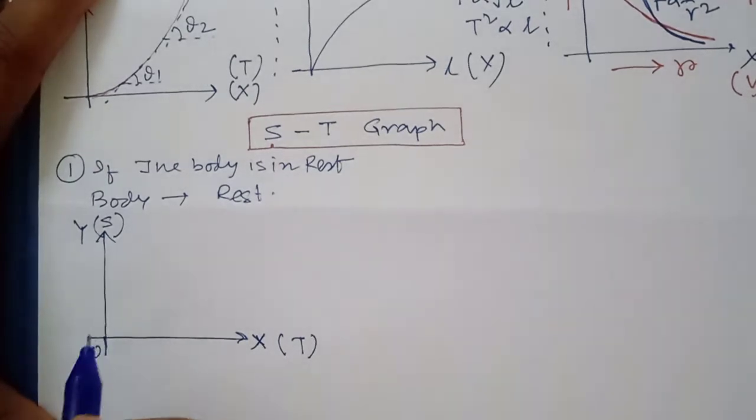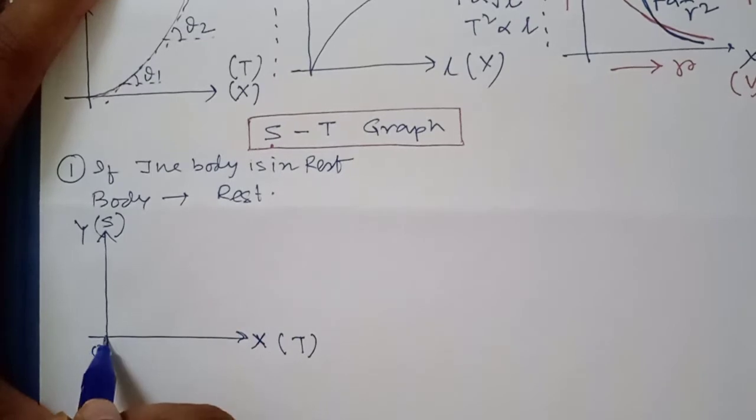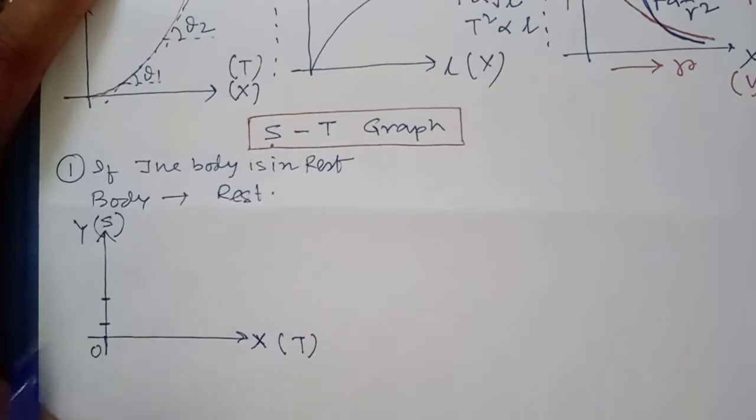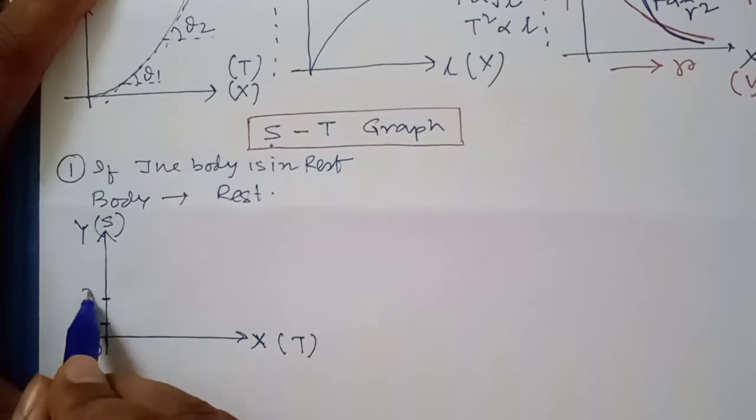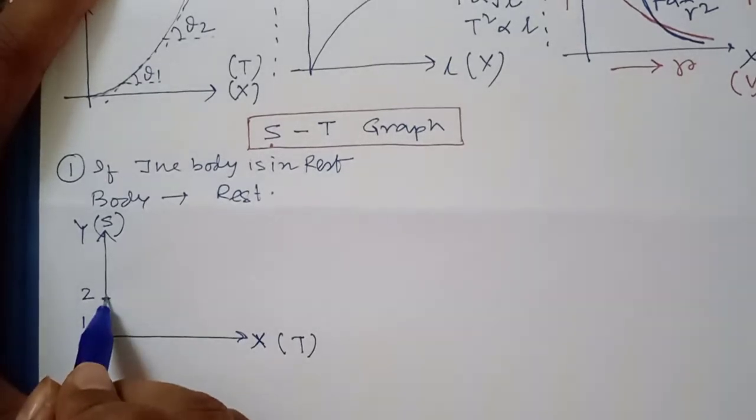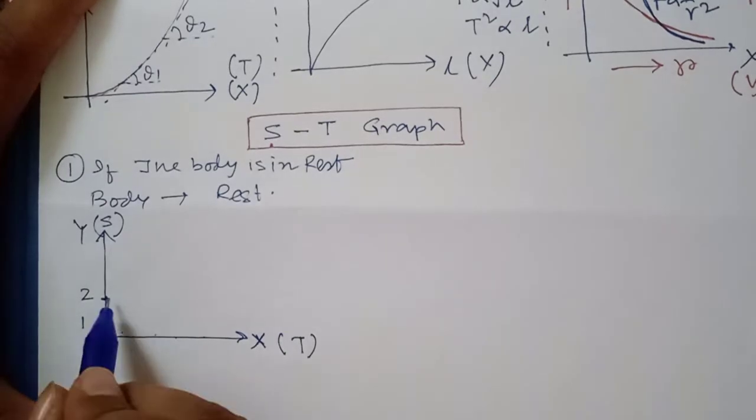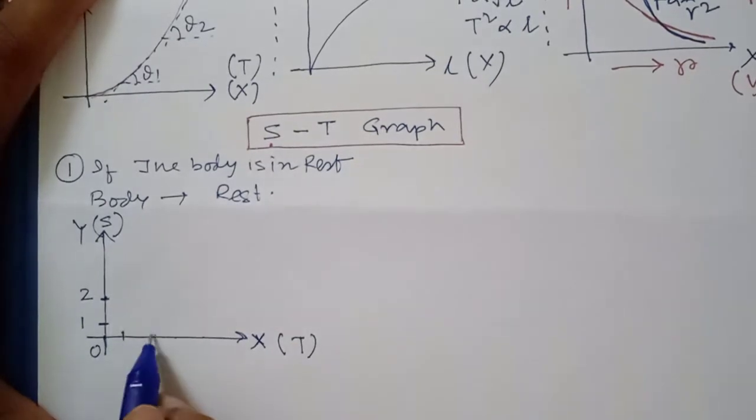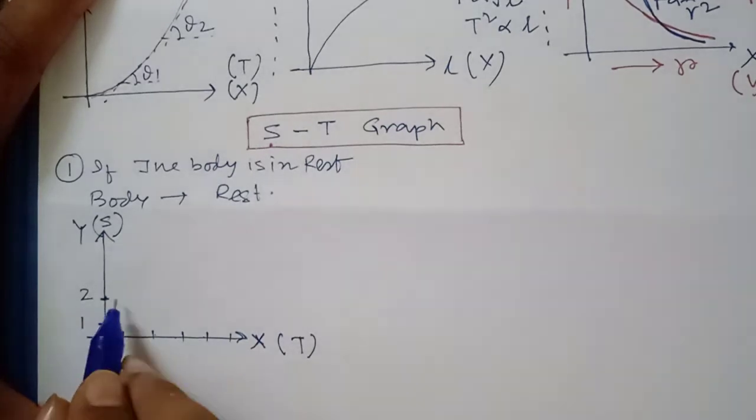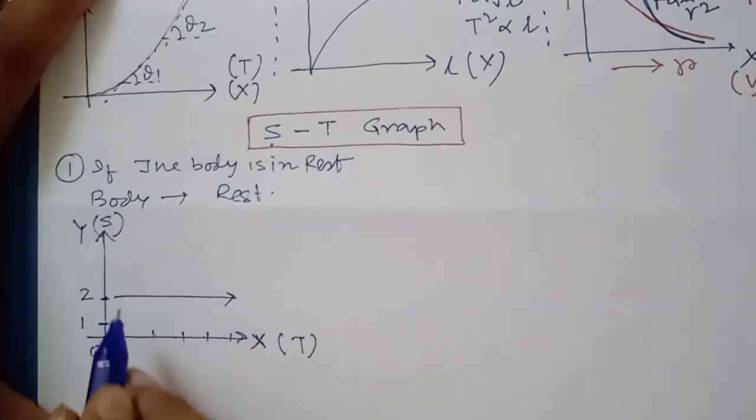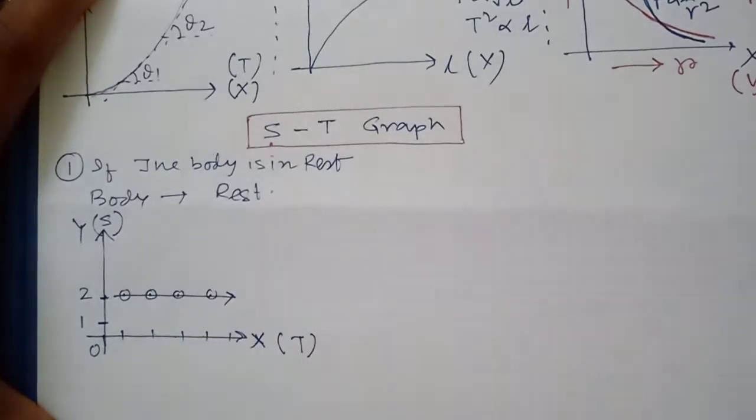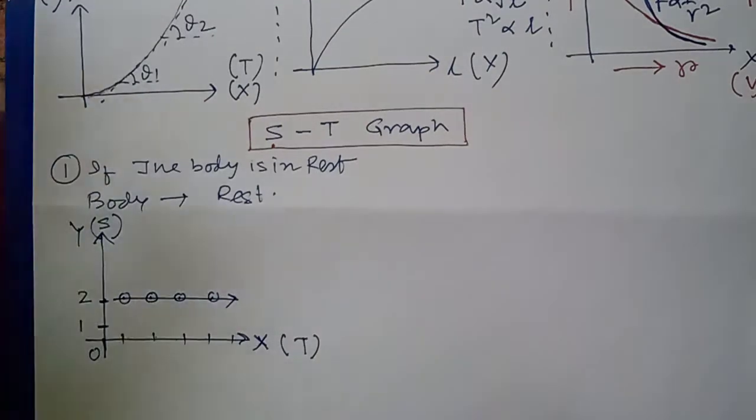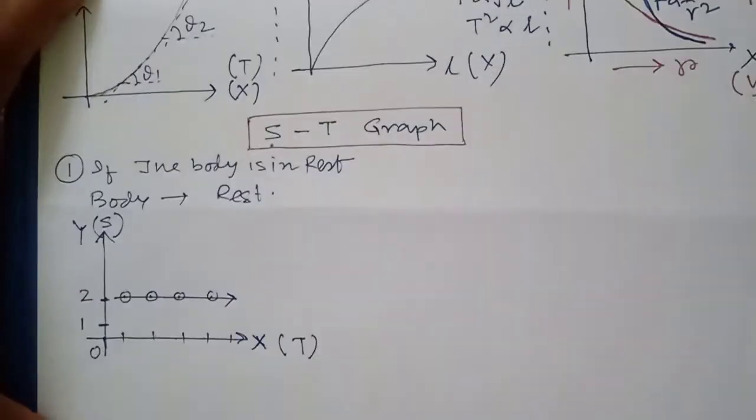Okay, suppose this is your home and your bus stand is about 2 kilometers. So 1 kilometer, 2 kilometer. You are standing and waiting for the bus and time passes. Okay, so time 1 second, 2 second, 3 second, 4 second, like this. So you can draw the graph like this, and you are actually waiting for the bus as the time passes. So this is the graph representing the body at rest.